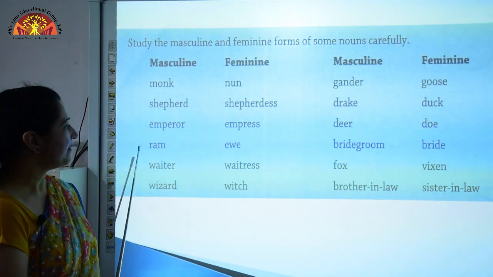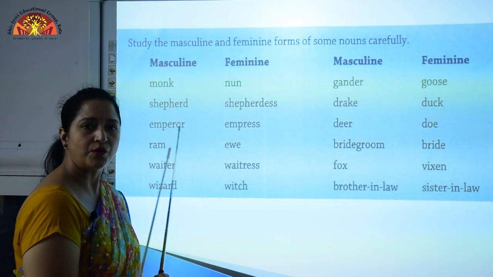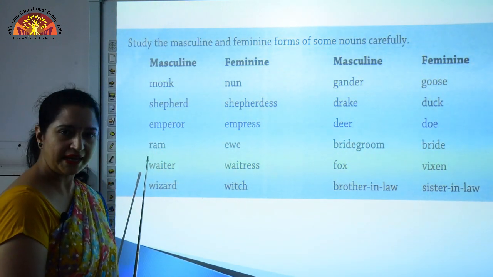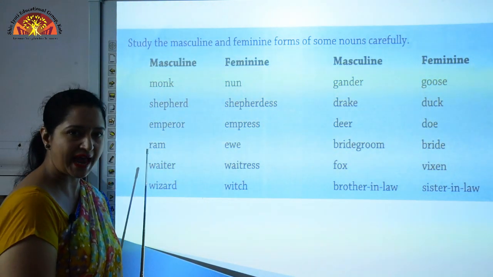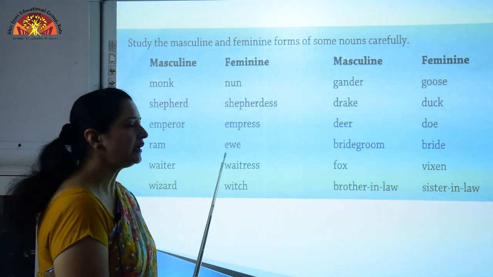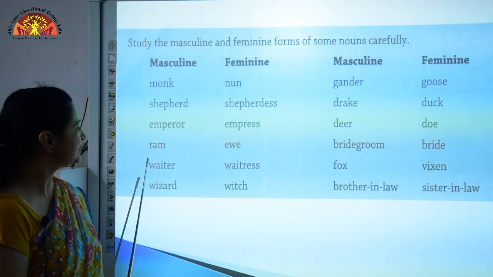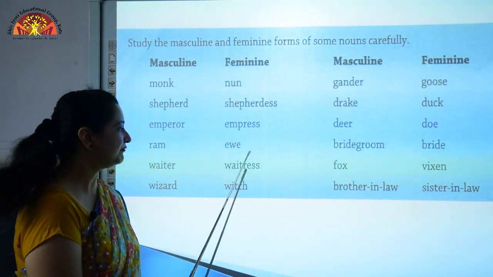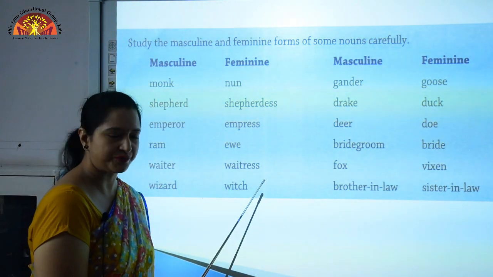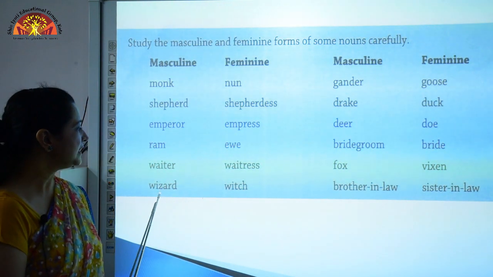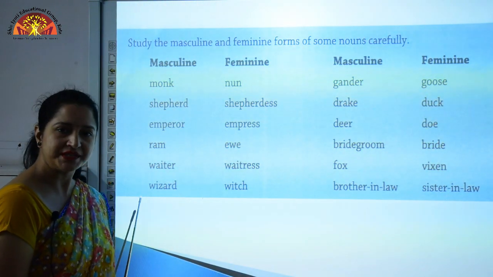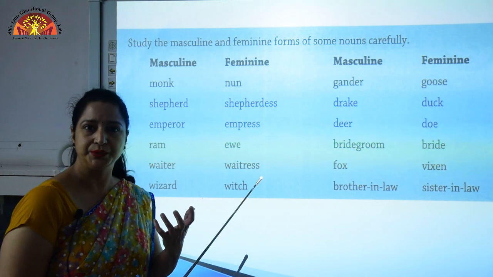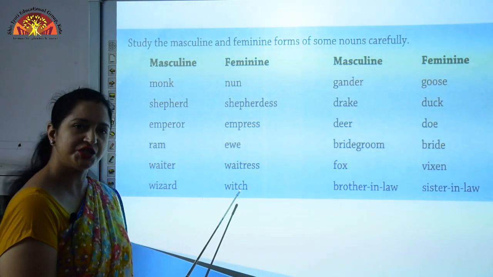Now next is ram and ewe. Now what is ram? Sheep. Okay, sheep is also called ram and female sheep is called ewe. Okay. Next is waiter and waitress. Waiter means servant and female servant is called waitress. Next, wizard and witch. Now what is wizard? Wizard, jadugar. Okay, and witch, jadugarni.